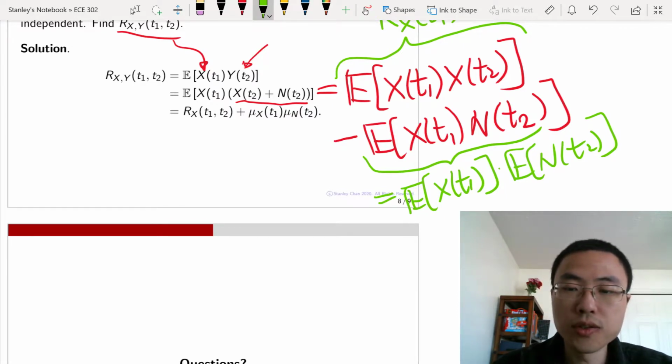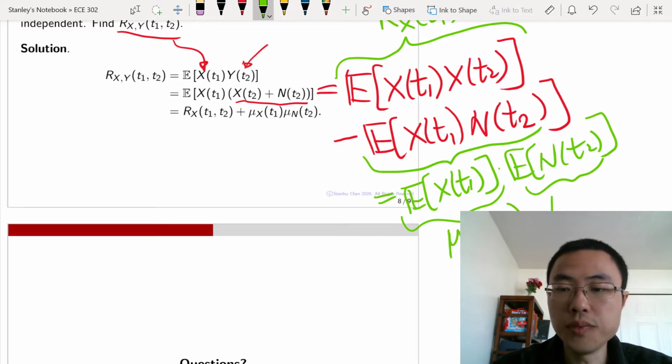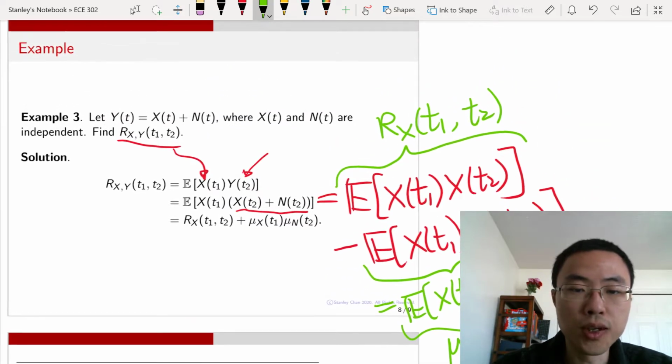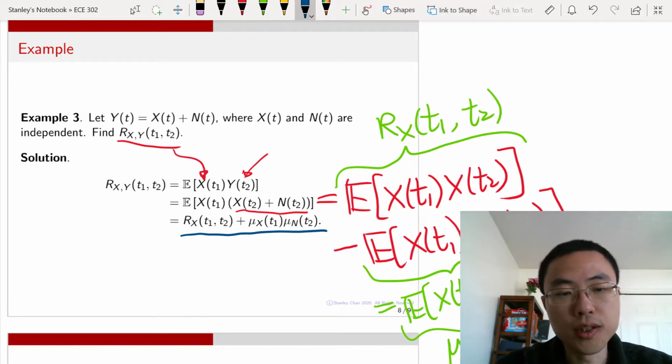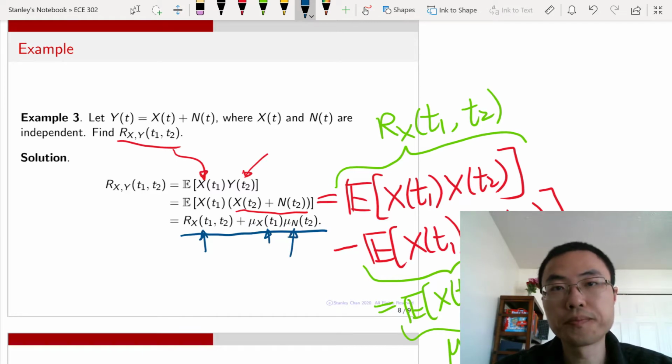And so once you have the expectation of x and the expectation of n, you know that this is just the mean of x at t1, and this is just the mean of n at t2. And therefore you can show the final result, which says that the cross-correlation between x and y at t1 and t2 is the autocorrelation function of x plus the product of the individual mean functions.